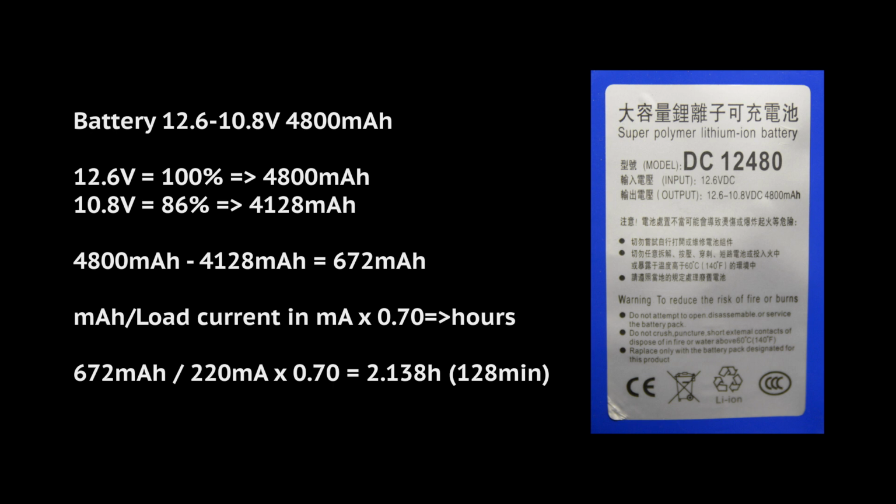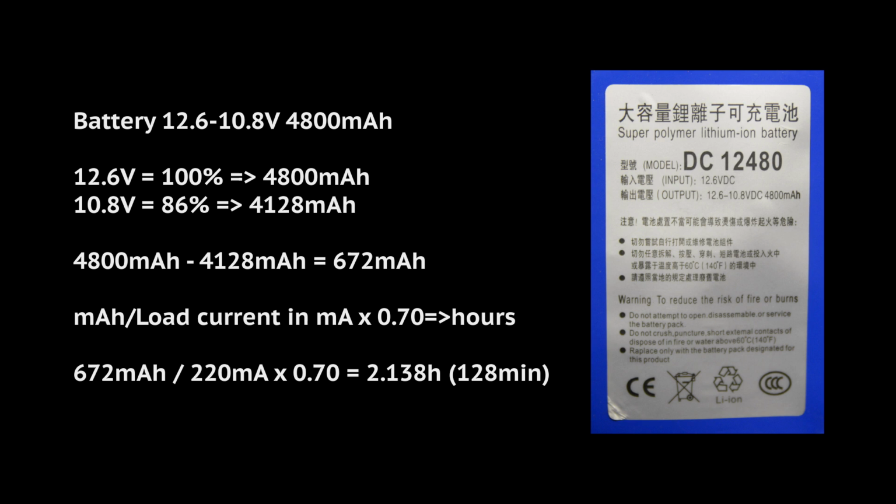At 12.6 volts, the battery is fully charged at 100%, that gives us 4800 milliamp hours. And at 10.8 volts, that's 86% of the charge, that gives us 4128 milliamp hours. So the working area between 100 and 86% should be 4800 to 4128 milliamp hours. The difference is 672 milliamp hours.